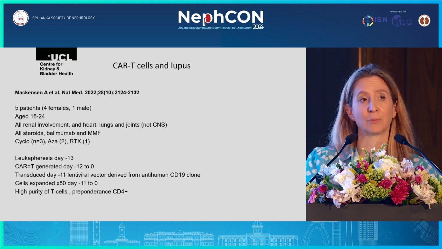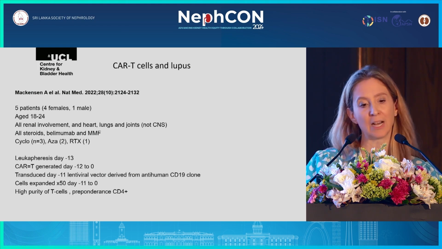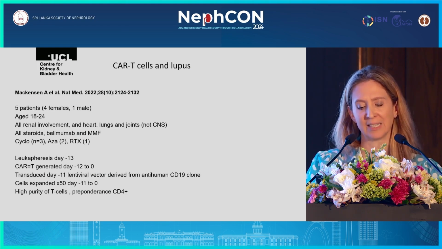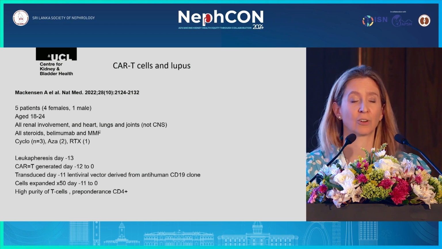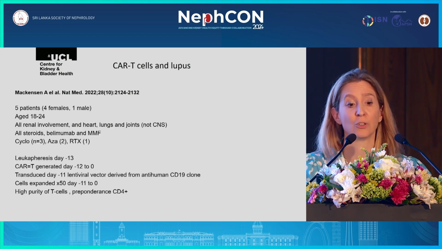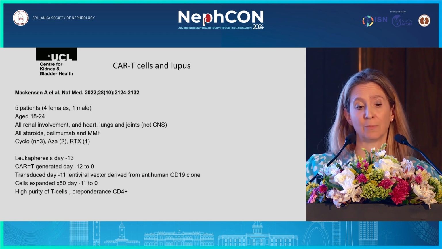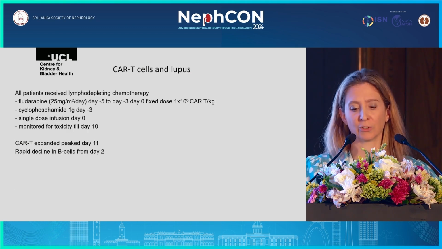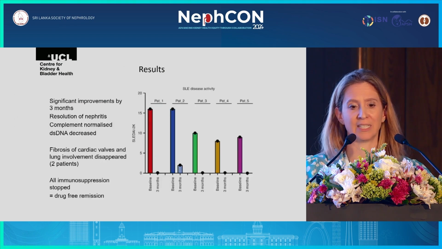So this has been the subject of a trial. I'll just finish this quickly. A trial looking at CAR-Ts in lupus, which was published in Nature Medicine just a few years ago. So the protocol, as previously described, this was a group of 5 patients, all young adult, all had kidney involvement and all had previous significant immunosuppression. All patients received the lymphodepleting chemotherapy followed by CAR-T treatments.